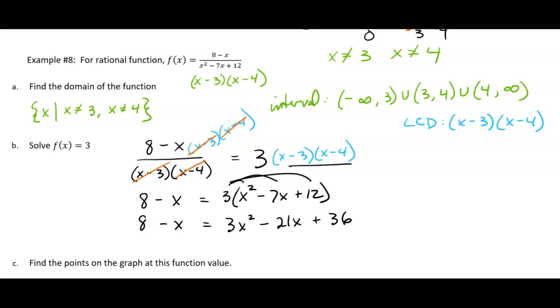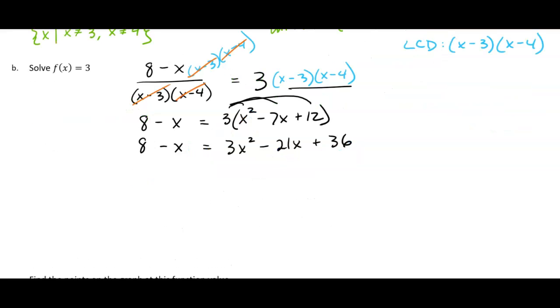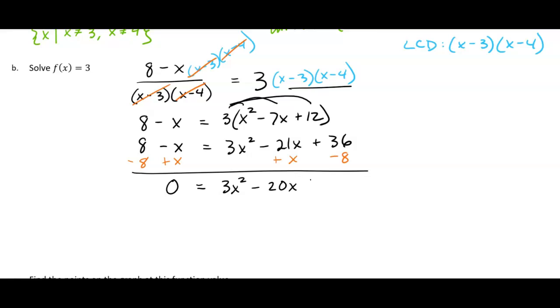Okay. So I got a little more room. This equation now is a quadratic equation. So I'm going to go ahead and add x right there and add x right there. And I'm going to subtract 8. Because it's quadratic, I wanted to have a 0 on one side. So that's going to give me 3x squared minus 20x plus 28.